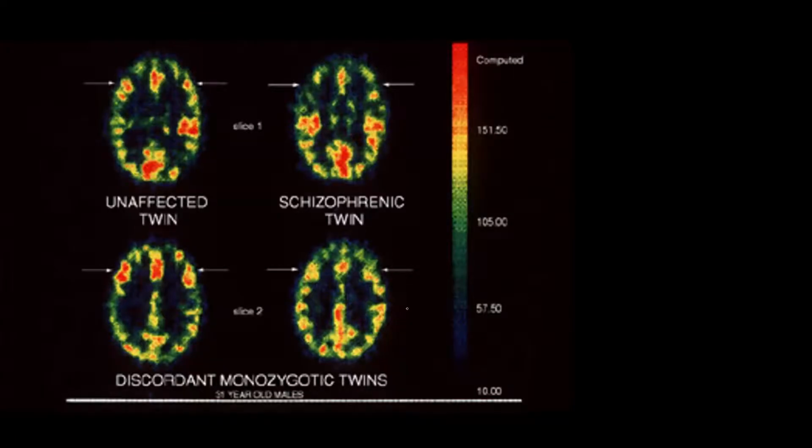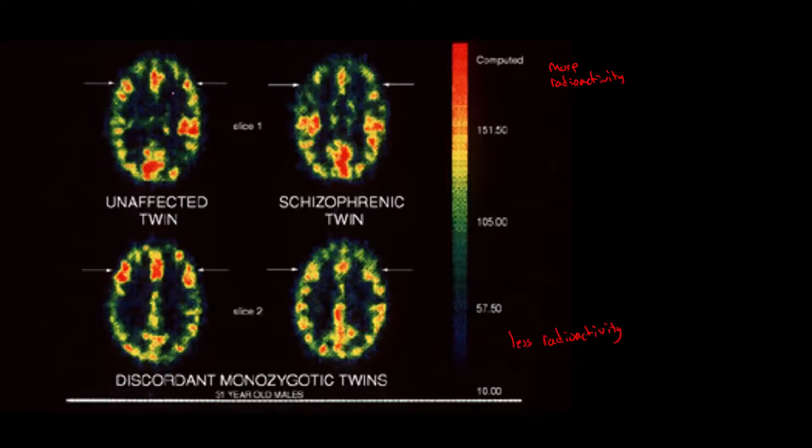In this, we have discordant monozygotic twins. These are two 39-year-old males. One twin has been diagnosed with schizophrenia, the other doesn't. Okay. The coloring equals more radioactivity. This means less radioactivity. Okay, so what we're seeing is how much radioactivity was detected.